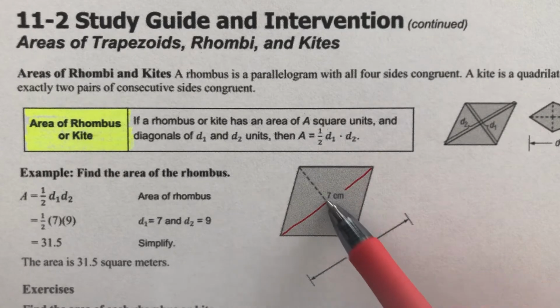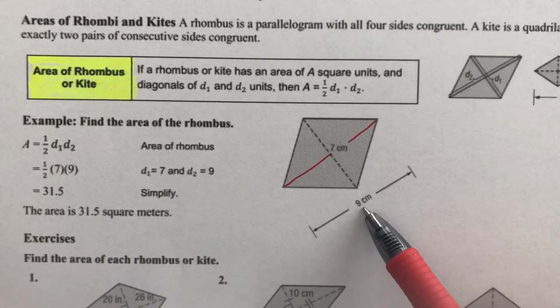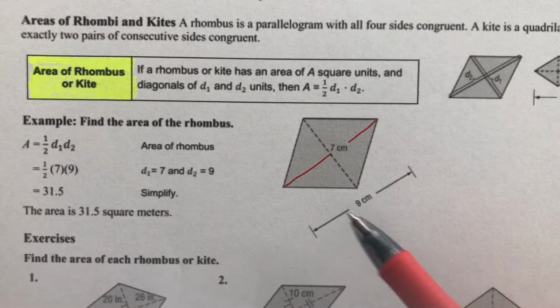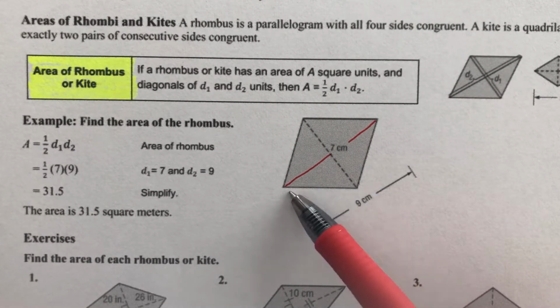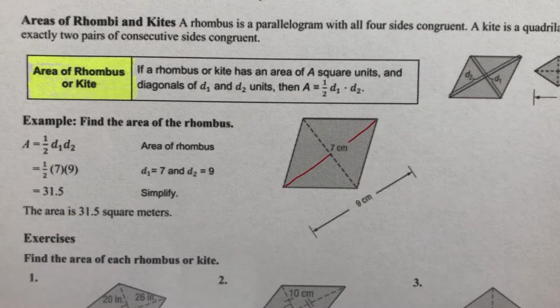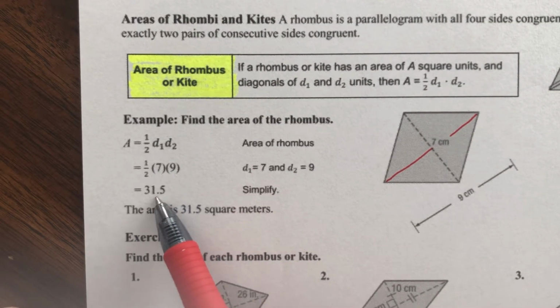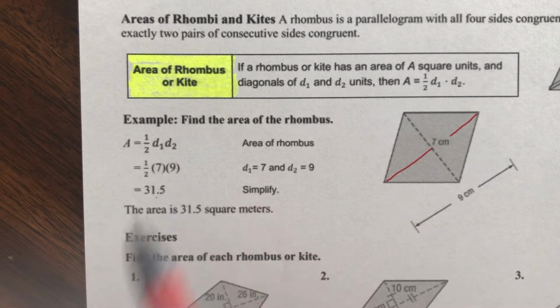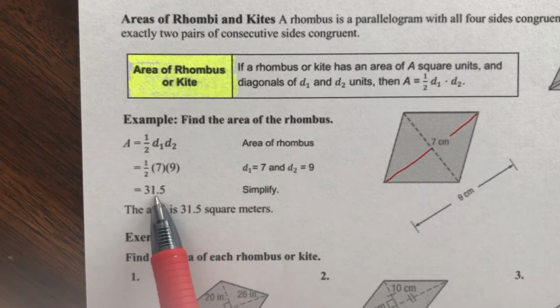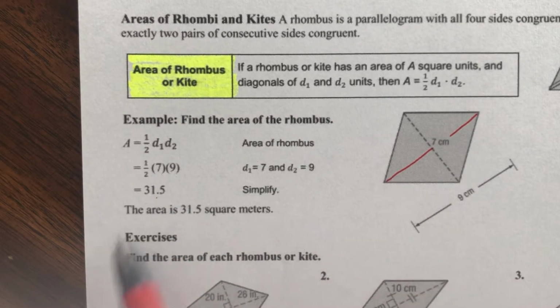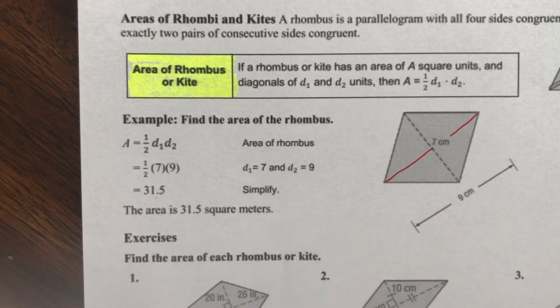So for this diagonal, it's 7. For this diagonal, it's over here. It says it's 9 centimeters. So we're going to do 7 times 9 and then divide it by 2. So 7 times 9 divided by 2 is 31.5. 7 times 9 is 63. 63 times 1/2, or 63 divided by 2, is 31.5. So the area here would be 31.5 square units, or square meters.